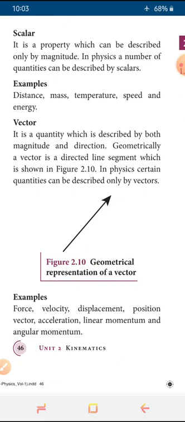First, scalar. Scalar is nothing but a property which is giving only the magnitude. In physics, a number of quantities can be described by scalars.